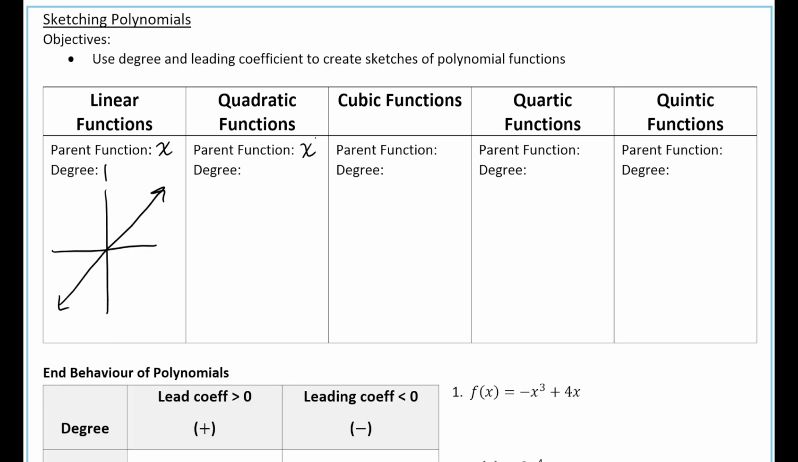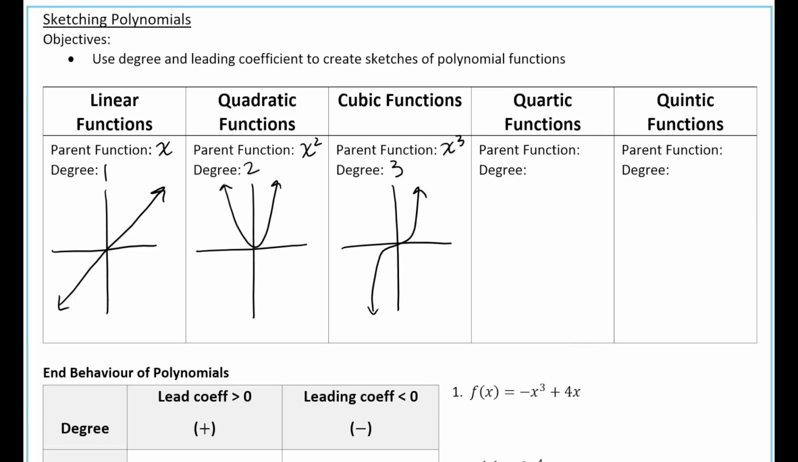For quadratic functions, the parent function is x squared, the degree is 2, and the parent function looks like this. For cubic functions, x cubed is the parent function, and the degree is 3. And those typically look something like this little squiggle. There's x cubed. For quartic, we have x to the power of 4 for our parent function, which has a degree of 4. And it will look very similar to a quadratic, but it's a little bit wider, a little bit more square. And for a quintic function, x to the power of 5, the degree is 5.